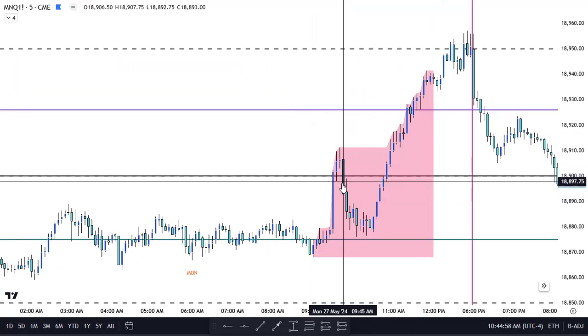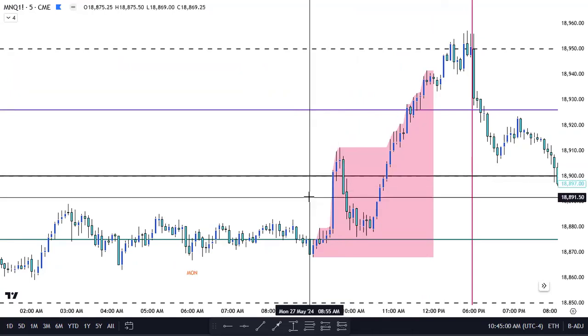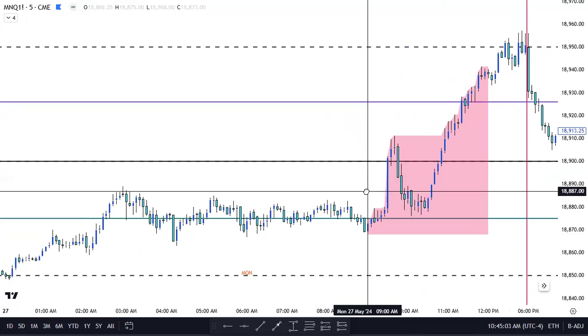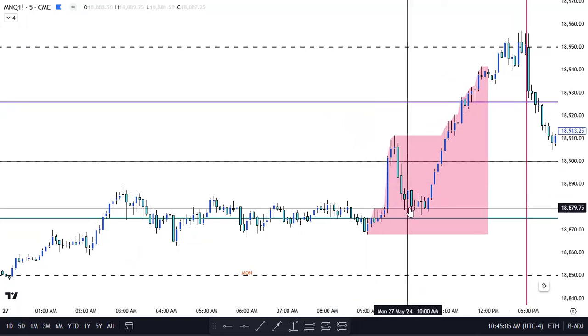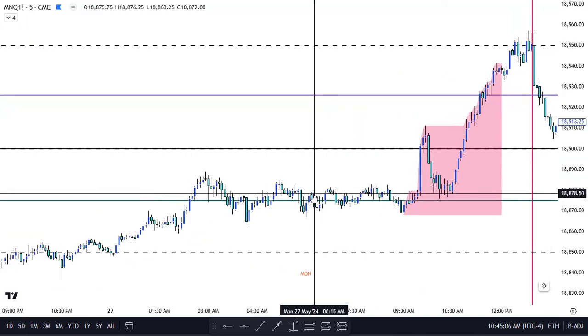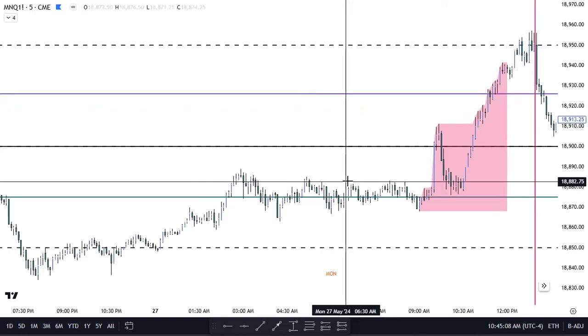It gave you this nice engulfing candle here. Now, depending on the type of trader that you are, you probably scalp this down. But knowing that Monday is a bank holiday, you shouldn't be trying to hold on to a trade.